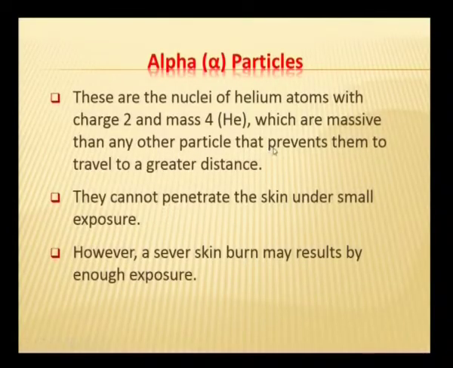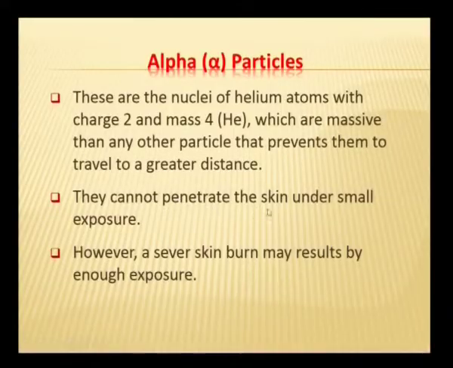So, an alpha particle is one which contains 2 protons and 2 neutrons, or in other words, it is the nucleus of the helium atom. It is more massive than any other particle, which prevents it from traveling to a great distance, because the mass is heavy. Alpha particles cannot penetrate the skin under small exposure. However, a severe skin burn may result from enough exposure.